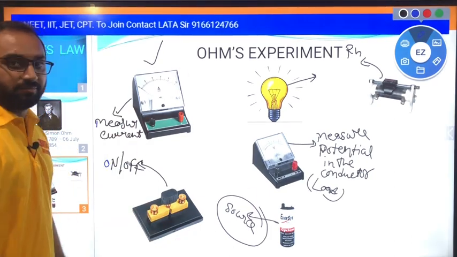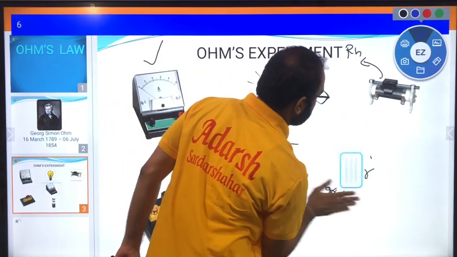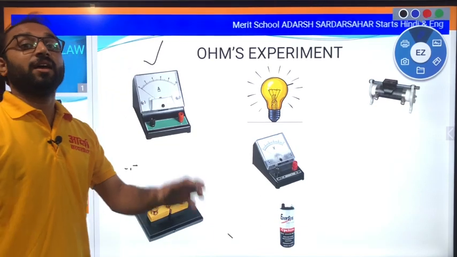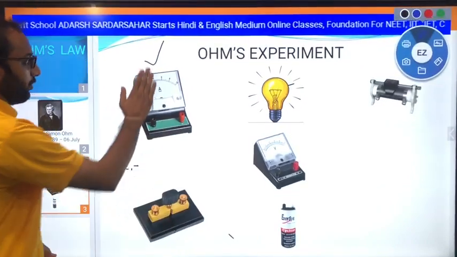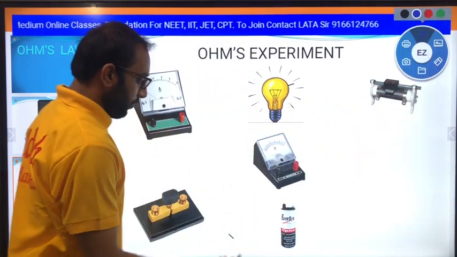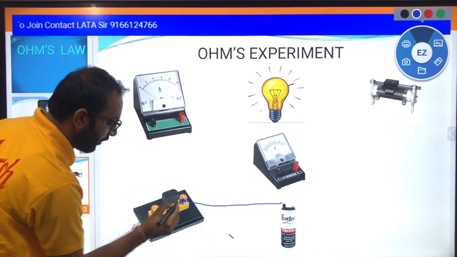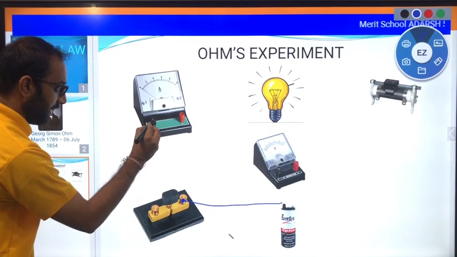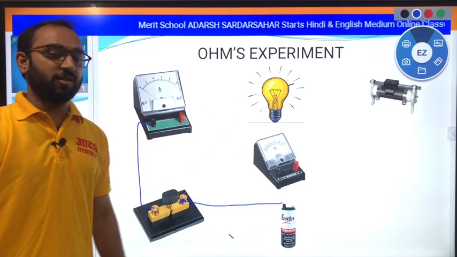Now start drawing the circuit for the experimental verification of Ohm's law. Also, 10th class students can watch this video, because in the 10th class electric current chapter Ohm's law is also covered. So let's start with the circuit. The first point of the battery is connected through a conductor wire to the first point of the key, and the second point of the key is connected to the first point of the ammeter. The ammeter is always connected in series, you know that.